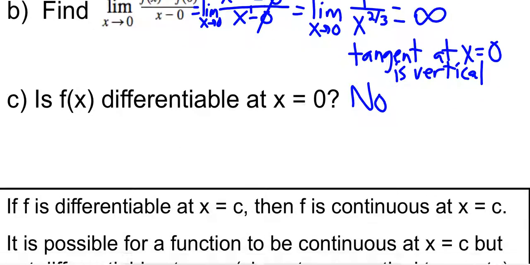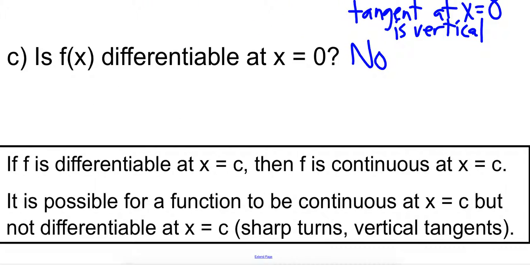So just kind of the last couple ideas in summary of what this lesson's about. If you have something that's differentiable, then it's continuous. But being continuous does not mean it's differentiable. And the two that we looked at were those sharp turns and vertical tangents.